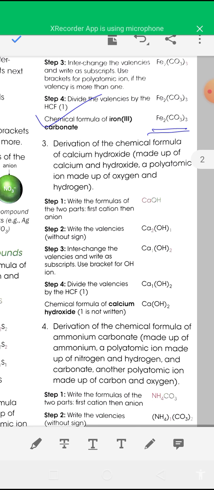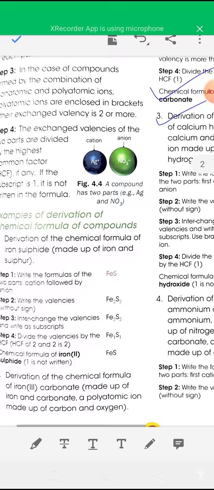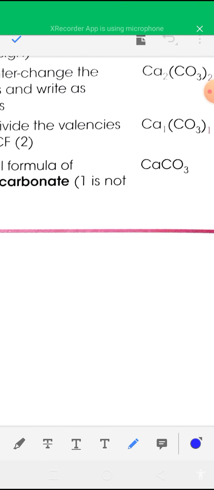The next example is given. Write the chemical formula of calcium hydroxide. In calcium hydroxide, calcium 2+ is present as the cation and hydroxide as the anion. So the valency of calcium is 2, and hydroxide means OH-, so the valency of the hydroxide ion is 1.